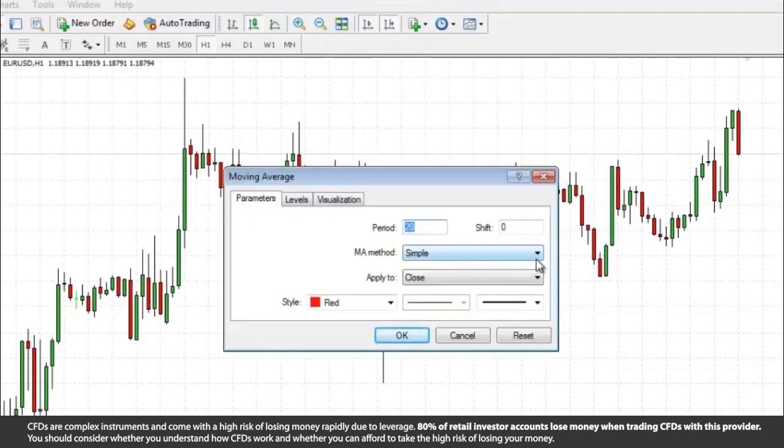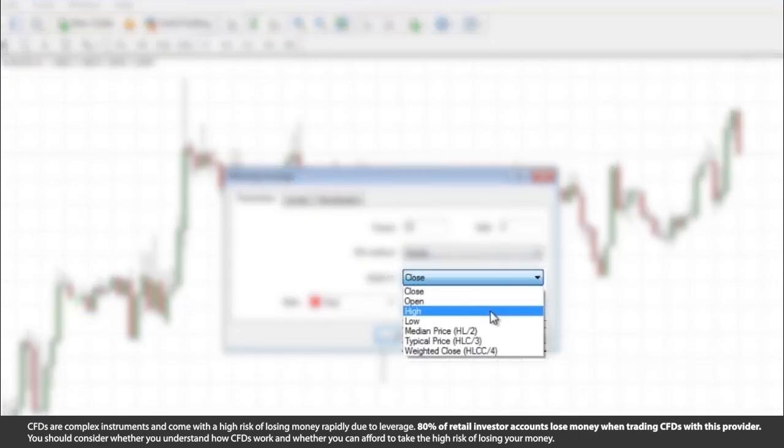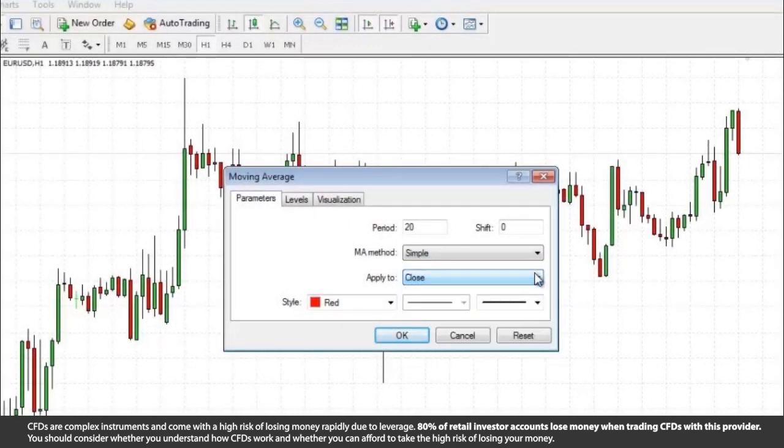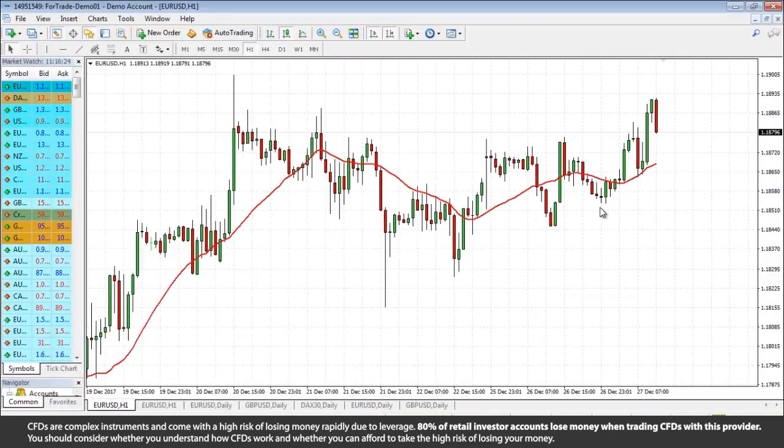We should select which price to apply these settings: close, open, high, or some other option. We will use close price as it was set by default. The received value is shown on the chart. This will be continuously updated by the platform, and this calculated average will move on the chart in the form of a line. This line will show less volatility than price. A moving average is simple to understand and is widely used by those who trade in the market.